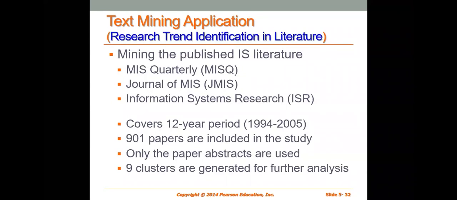Okay, so research trend identification in literature. In the literature, how they are being used. They are mining the published information systems literature. Like we have MIS Quarterly, Journal of MIS, Information Systems Research. They cover a 12-year period, let's suppose from 1994 to 2005, or maybe more years. For example, 901 papers are included in the study. Only the paper abstracts are used. Nine clusters are generated for further analysis.